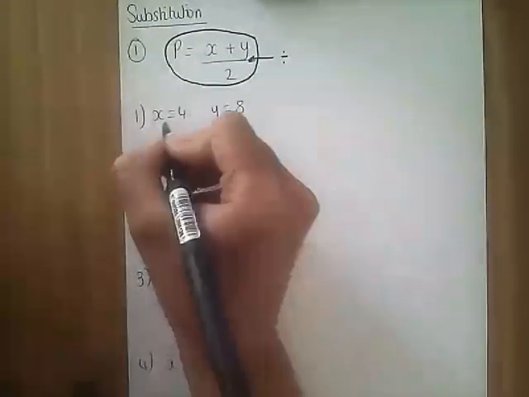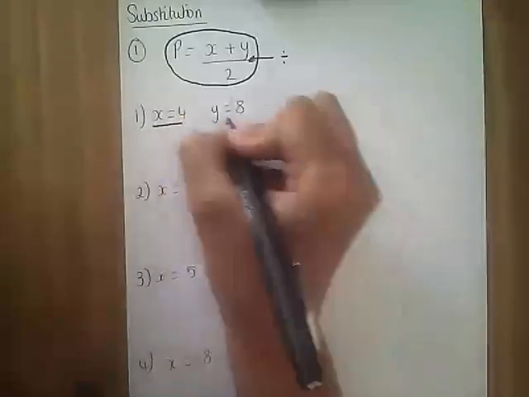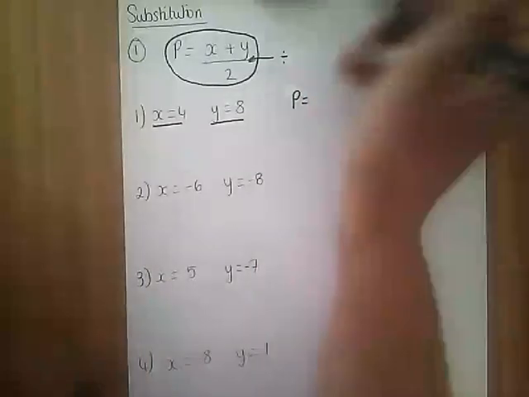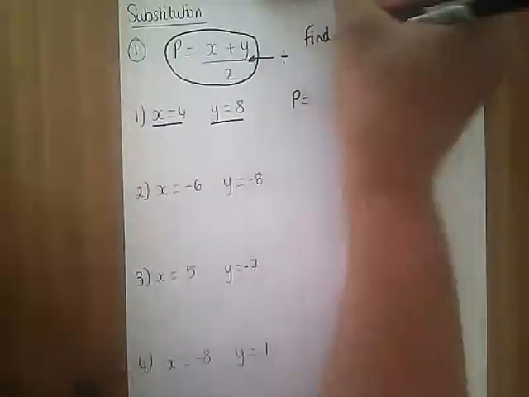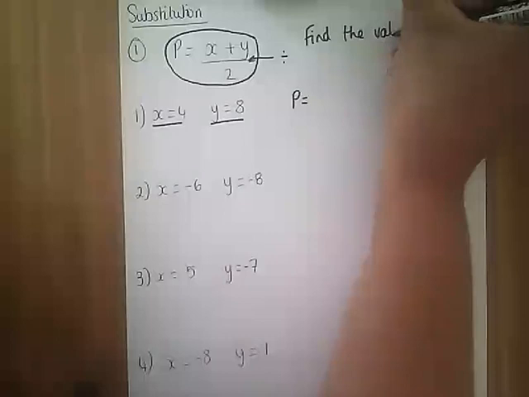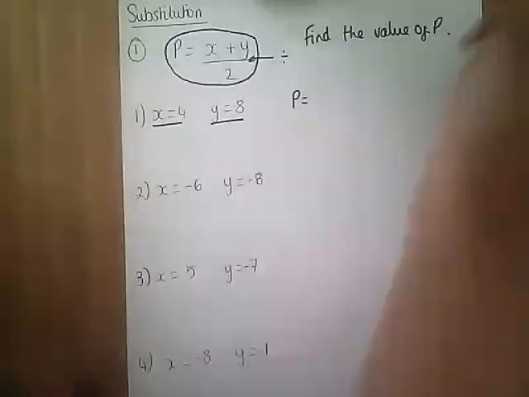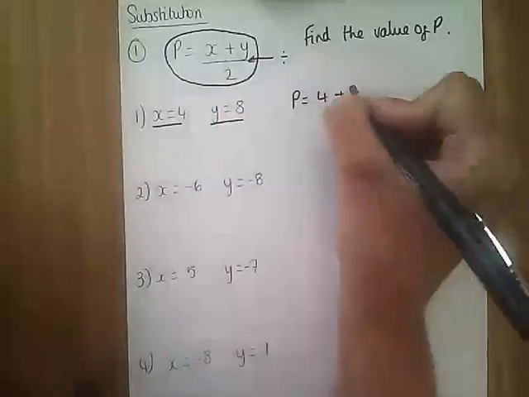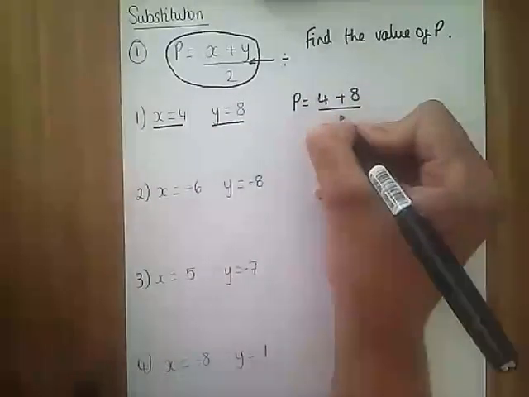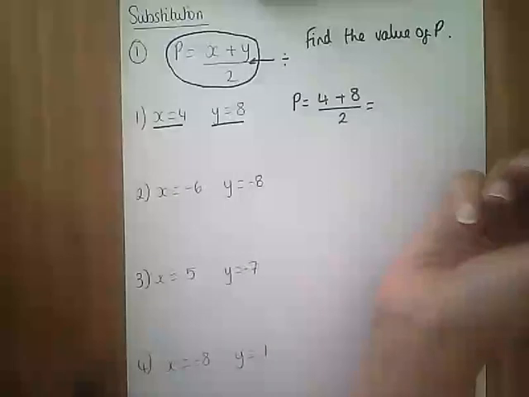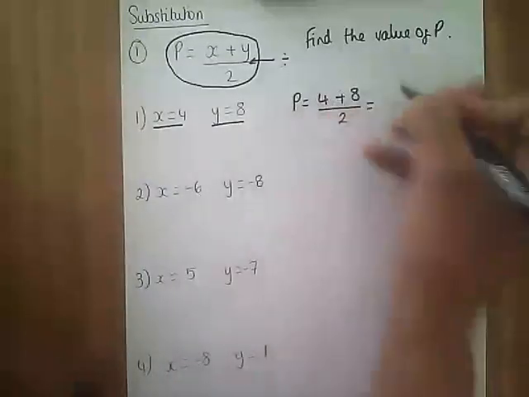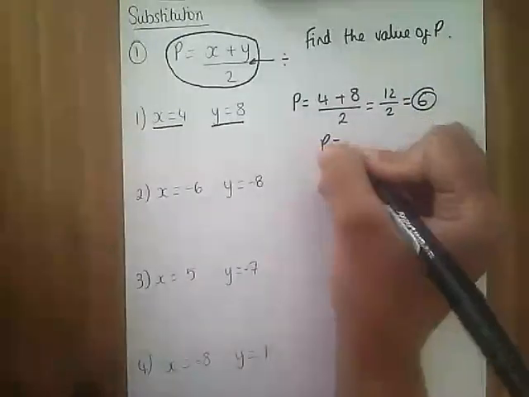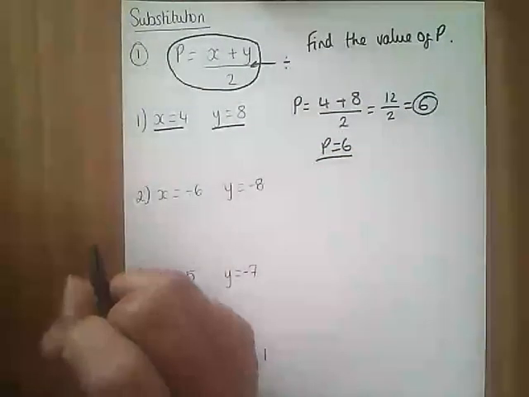Okay, and for the first question we've been told that x is 4 and y is 8. And we've got to find the value of p. It doesn't say that, but that's what it's meant to ask. It says find the value of p. Okay, so if x is 4, instead of writing x, we're going to write 4. Y is 8, so instead of writing y, we're going to write 8. And we're going to divide it by 2. And then after that, it's just numbers, so we can work it out. 4 plus 8 is 12. 12 divided by 2 makes 6. So p equals 6.